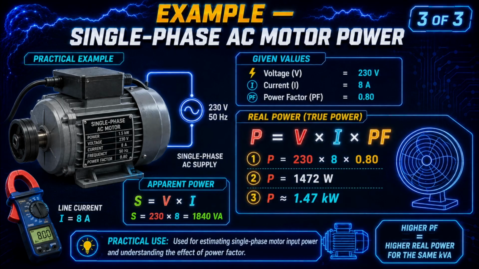First, the apparent power is 230 times 8 equals 1840 volt-amperes. For real power, we include the power factor. 230 times 8 times 0.80 equals 1,472 watts, or approximately 1.47 kilowatts. So this example shows why P equals V times I is not always the real power in an AC circuit.